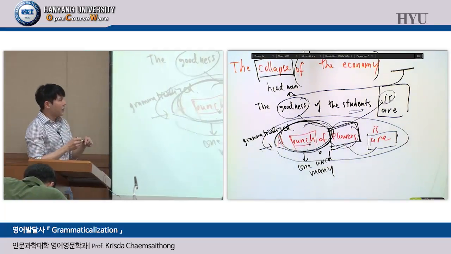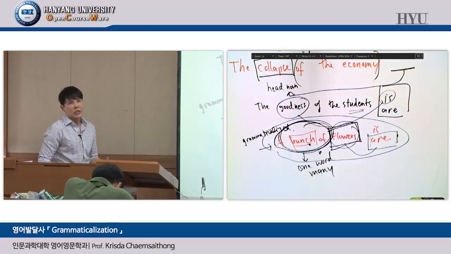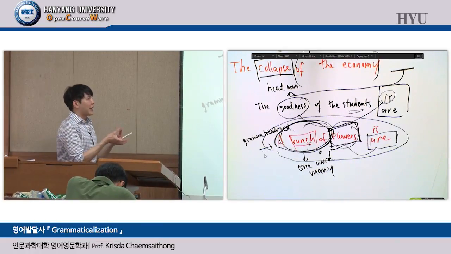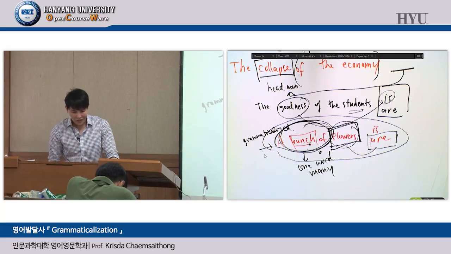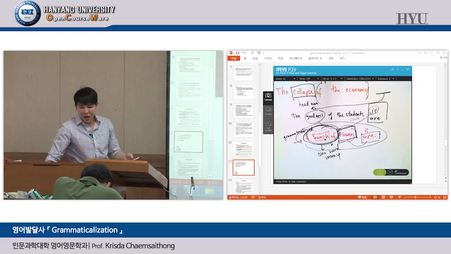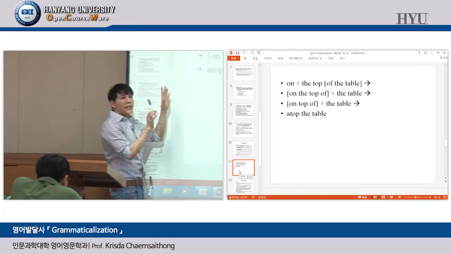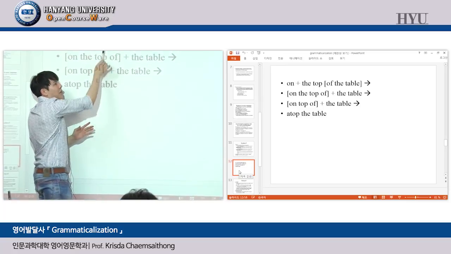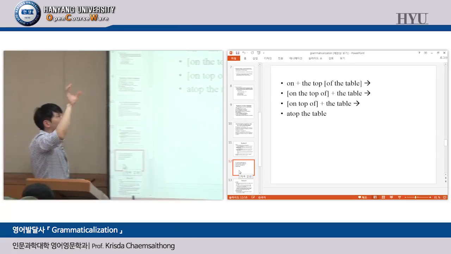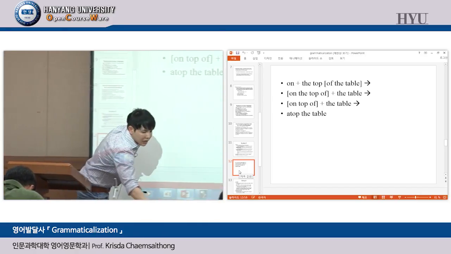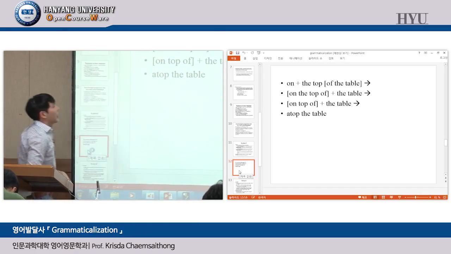So a bunch of is a plural marker, in other words, rather than the fact that it's one bunch, right? Okay? So then come back to the word on top of, same thing. First it started out as the top, right? This is the head word, the top of the table, referring to the physical location, the top, which is here, right?